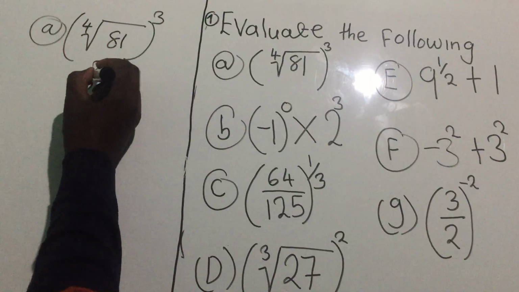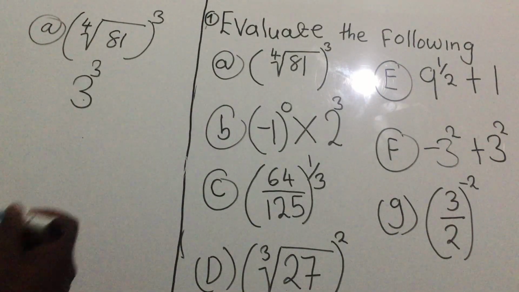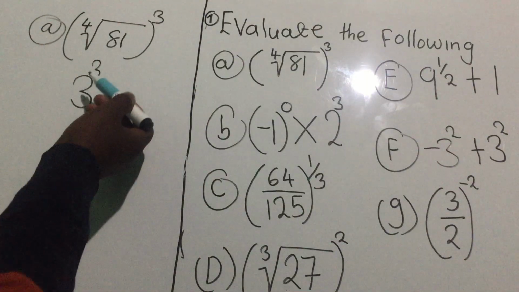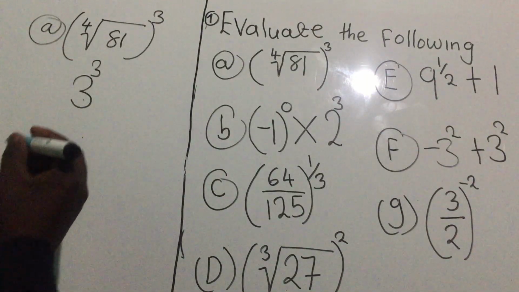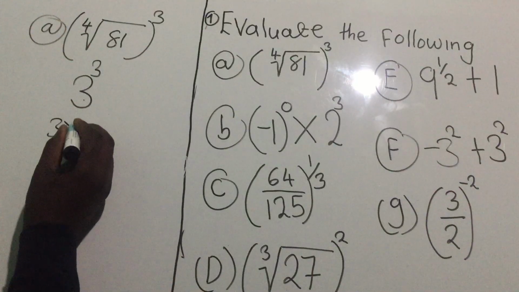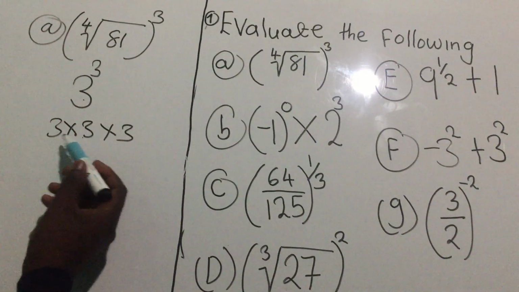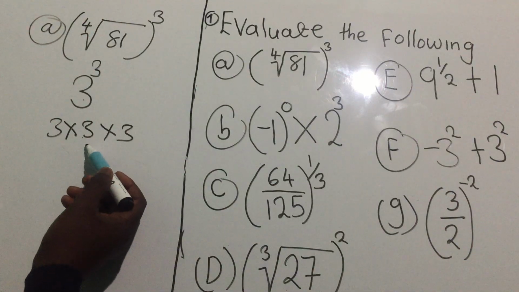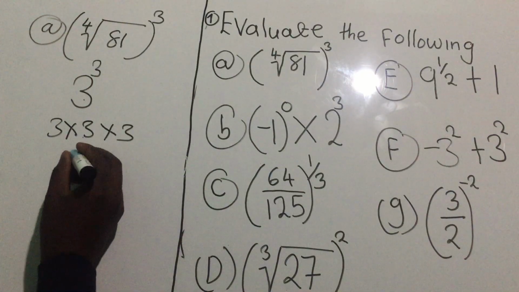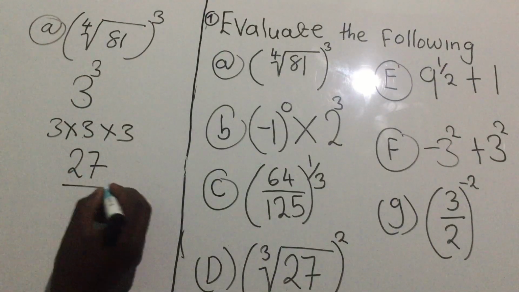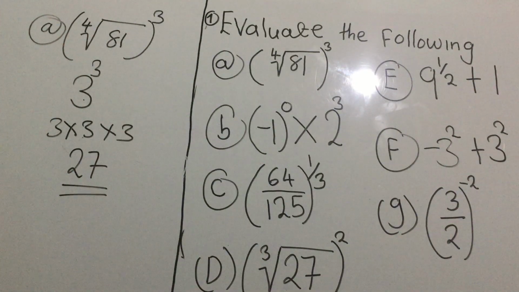You put it there. So this power simply means multiply 3, how many times? 3 times. So which is 3 times 3 times 3. So what is 3 times 3? It's 9. 9 times 3, it's 27. This is what the examiner expects you to do.